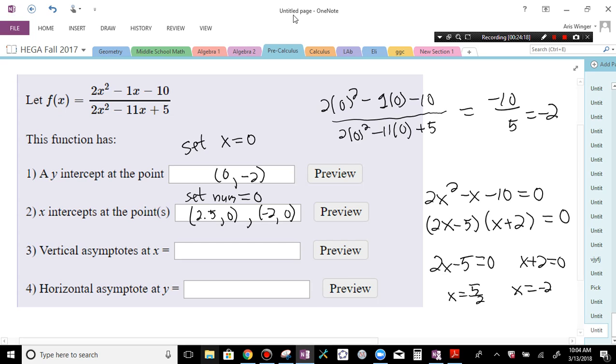Let's see here. We got to make sure that nothing cancels out. 2x minus 1, x minus 5. Okay, so that's good, right? There's no crazy things going on. So yeah, you have to factor the denominator and set that equal to 0. So it's more factoring. What are we doing, the vertical? That's right. For 3, it's vertical asymptotes.